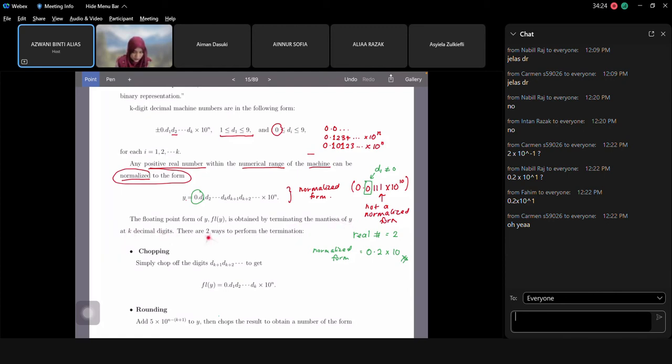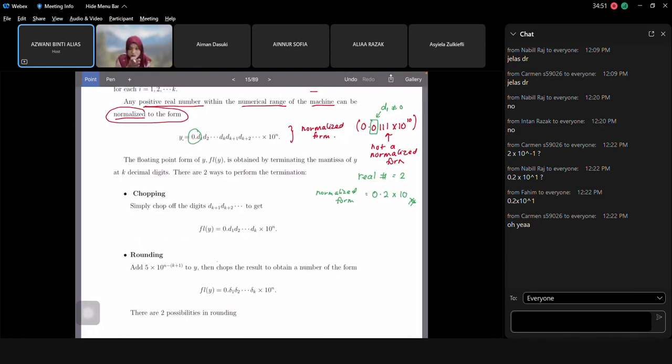There are two ways to perform the termination. Maksudnya, daripada y yang panjang-panjang kita dapat ni, dia nak terminate the mantissa. Mantissa ni adalah kalau kita tengok daripada binary number, kita ada kita panggil apa yang bawah tu, kita panggil S. S is the sign, the characteristic and the mantissa. So dia nak cut off the mantissa punya part tu. Ada dua cara. First adalah chopping.